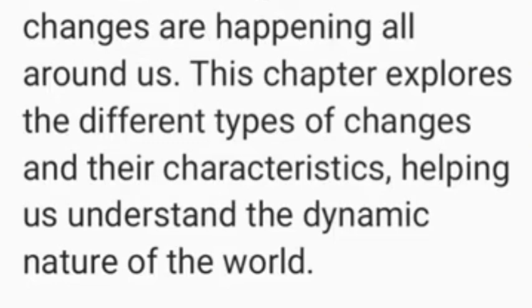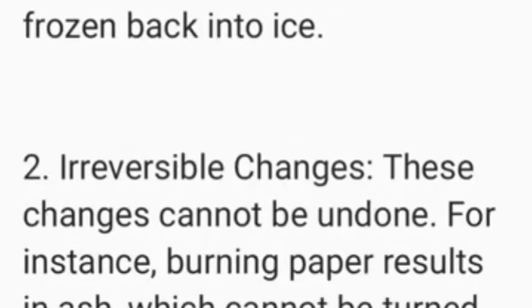Types of changes. Changes can be categorized based on their properties. 1. Reversible changes. These are changes that can be undone or reversed. For example, melting ice into water is reversible, as water can be frozen back into ice. 2. Irreversible changes. These changes cannot be undone. For instance, burning paper results in ash, which cannot be turned back into paper.